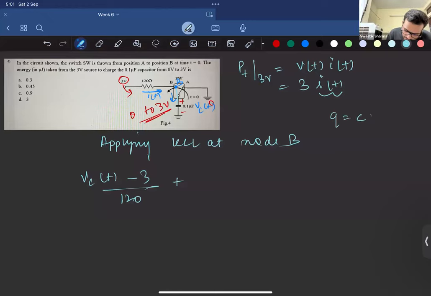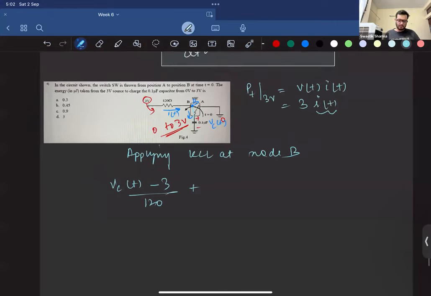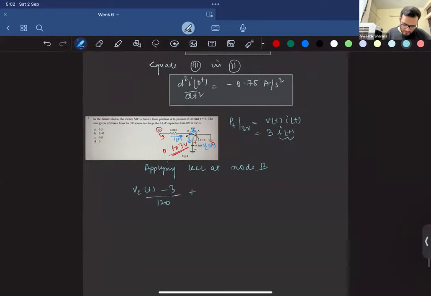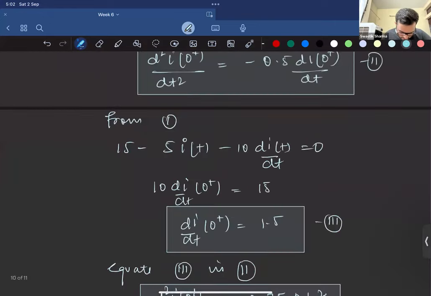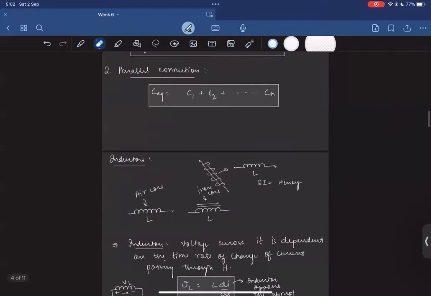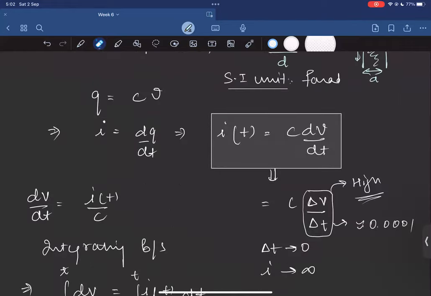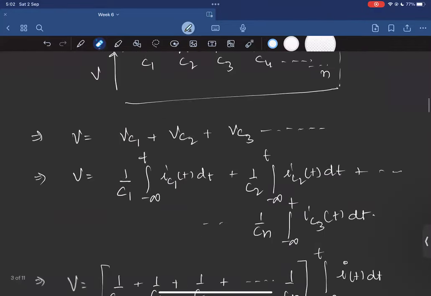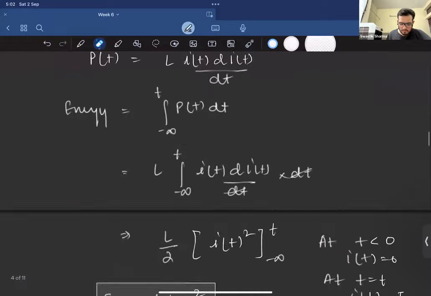Q equals CV, right? So I is nothing but C dV/dt, right? I just recently taught you the current through a capacitor. So I is equal to C dV/dt, no?